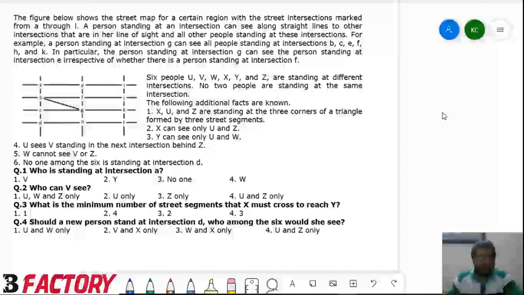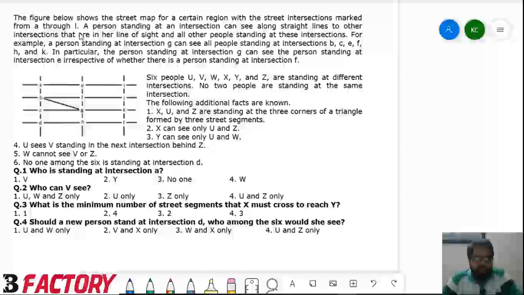So this is the fifth set. First of all I'll read the information and then we'll solve the question. The figure given below shows the street map of a certain region with street intersections marked A to L. We have 12 characters.